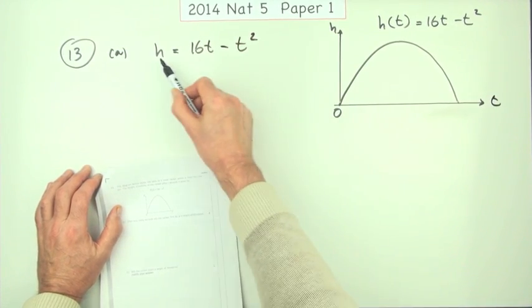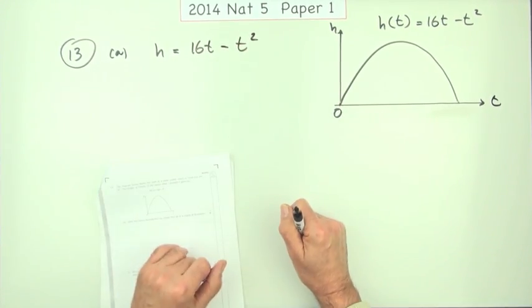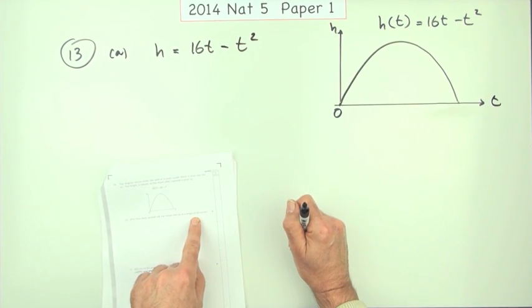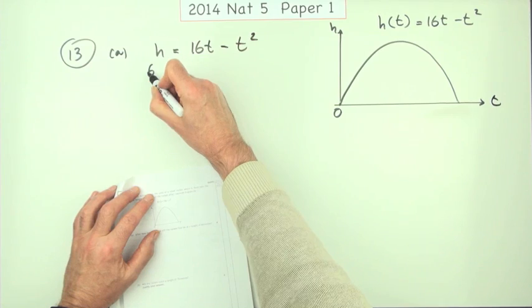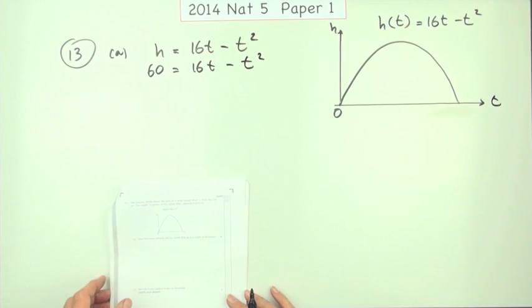So just writing it out with the bare variables. H is 16t minus t squared, 2 variables. You can find one of them if you know the other. So this time it's telling you the height 60. So I'm going to have 60 equals that. So 60 equals 16t minus t squared, and so I've got to find t.